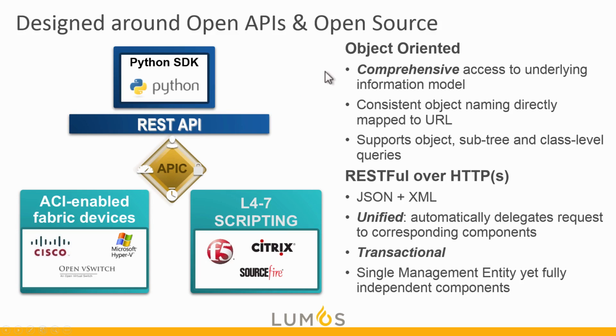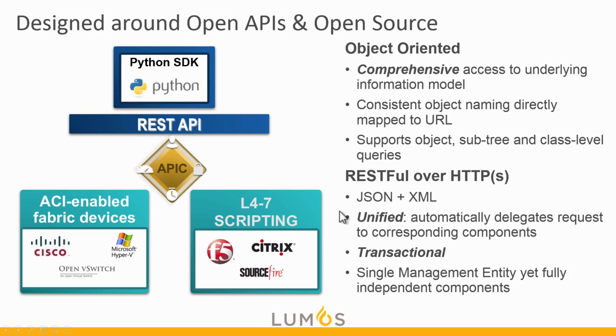Everything is object-oriented. There really is complete, comprehensive access to everything in the underlying management information model. There's a consistent naming of objects mapped directly to a URL for that true RESTful API support. We support object, subtree, and even class level queries. We can do RESTful API over HTTP, but of course we would always do it over HTTPS for SSL or TLS 1.2. We would use either a JSON or an XML text file to store our data in, as well as to retrieve data from.